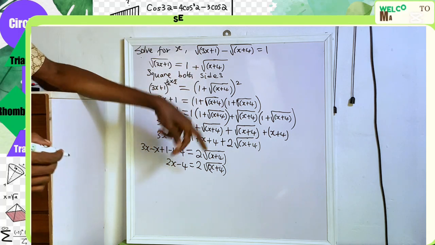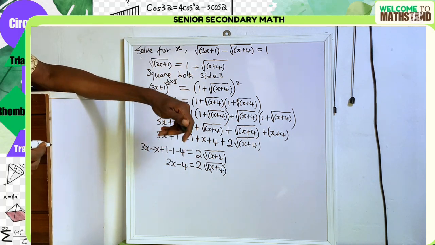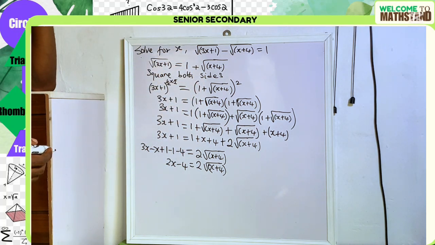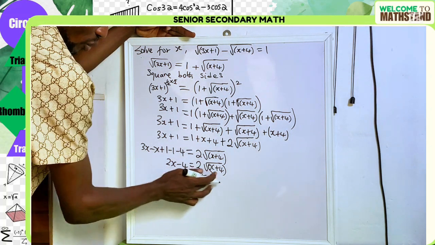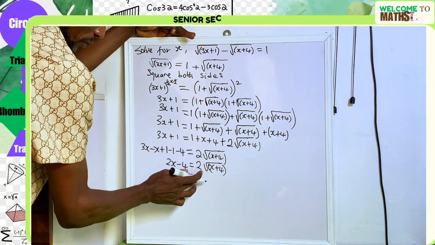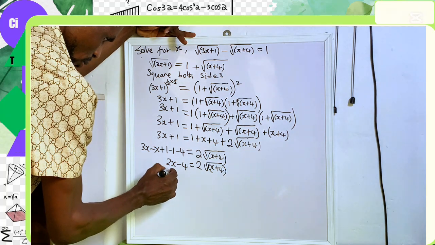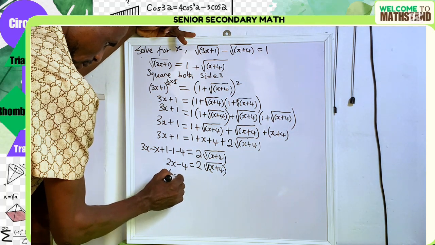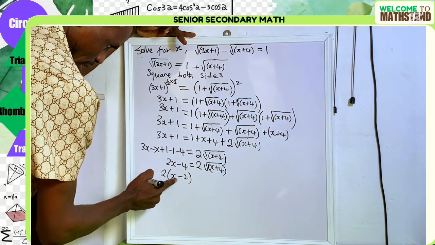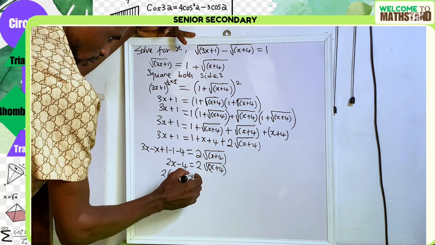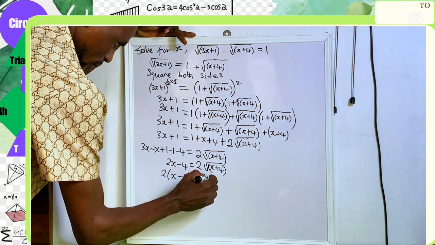So in this case, we still have something to do. So what we can do here is work on this first, since we have something common. So 2 is common here, minus 2. That is 2 times x will give us 2x. 2 times minus 2 will give us minus 4. It's common. So here we have this.